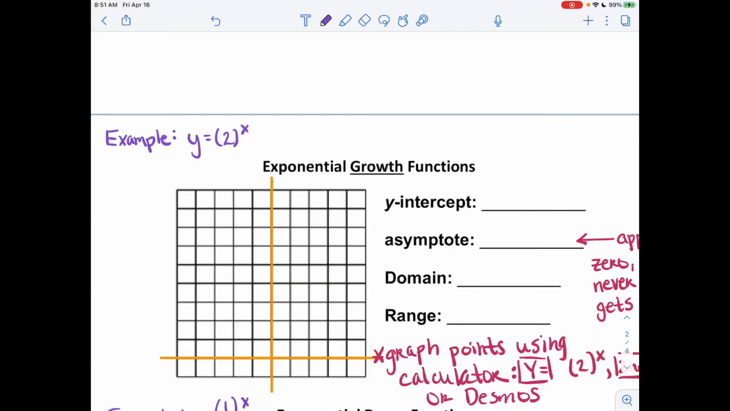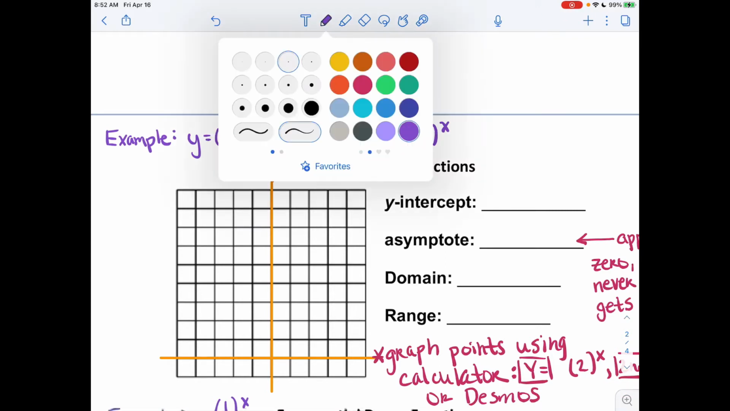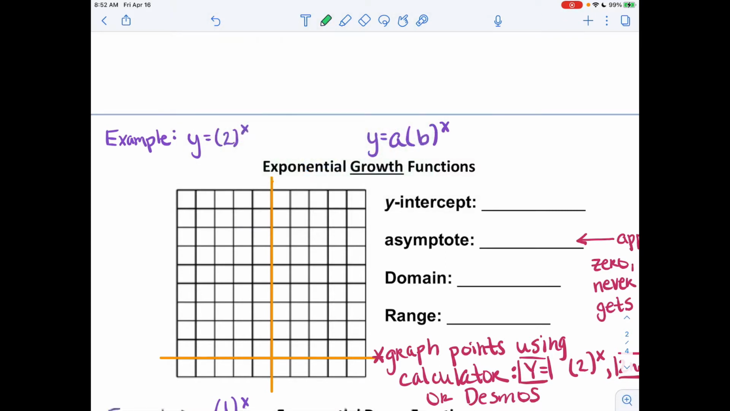Let's remind ourselves of the general form of our exponential equation. It's y is equal to a b raised to the x power. So let's go ahead and look at our first example, and it says y is equal to 2 raised to the x power. I don't see anything in this a position, so that means that my a value must be a 1, the implied 1. My b value is 2.